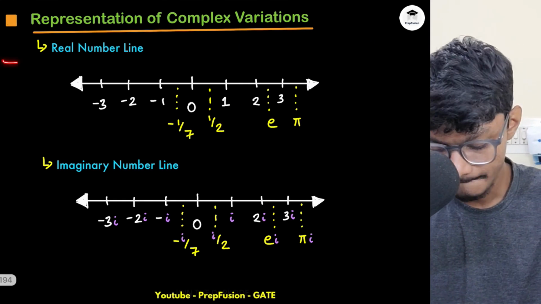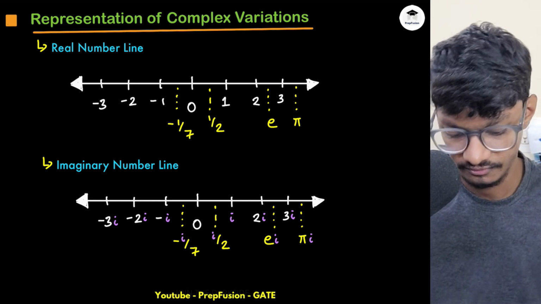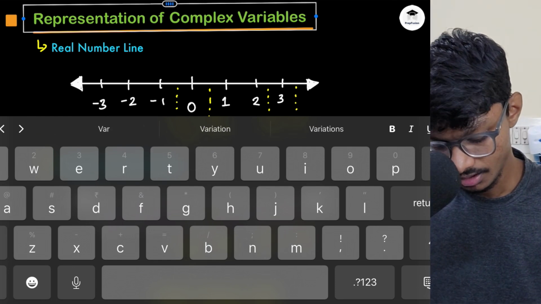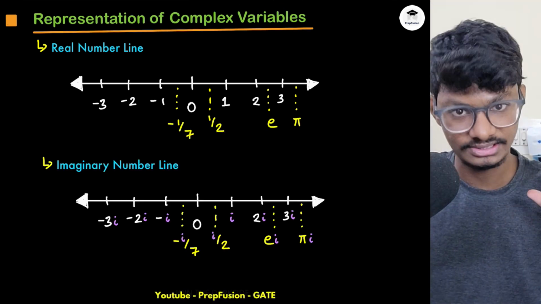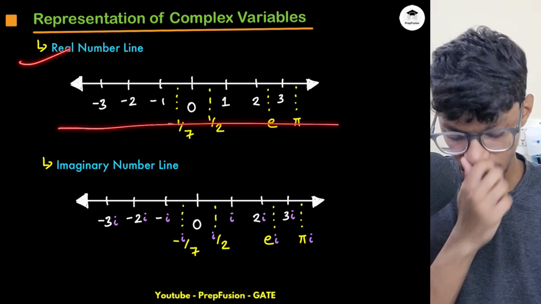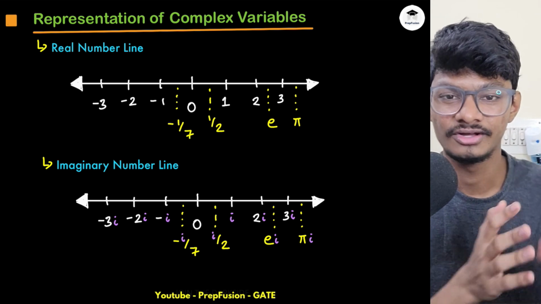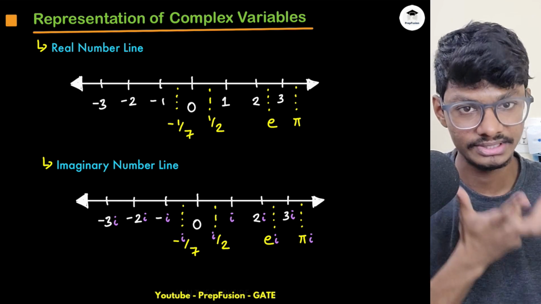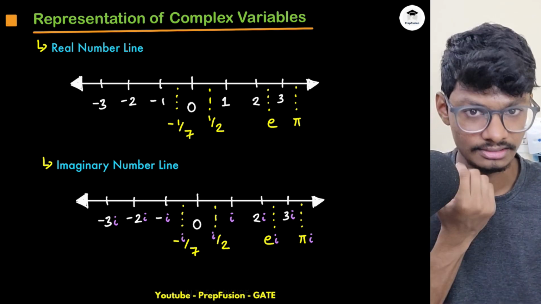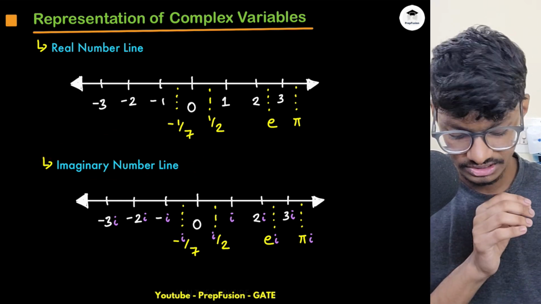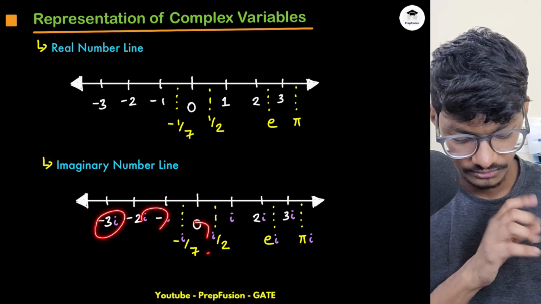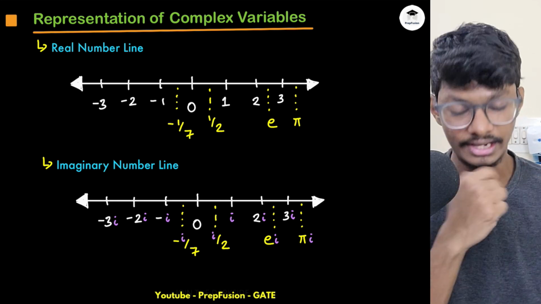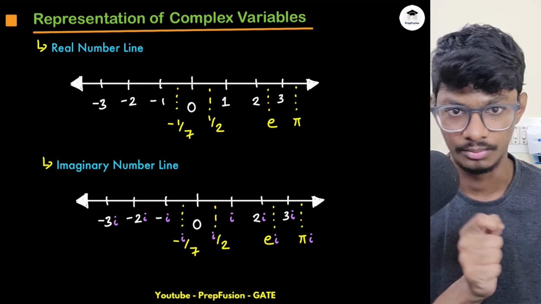So now let's start with the representation of complex variables. First of all, at the start of the lecture we had the real number line, which represented all the real numbers: 0, 1, half, rational, irrational, everything. But how do I represent complex numbers? I create another number line called the imaginary number line, which is just like the real number line, except it has iota with it, which makes it purely imaginary.